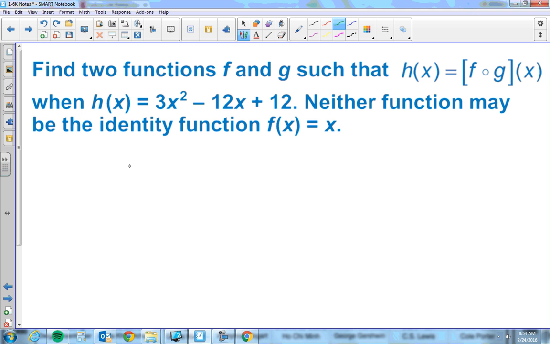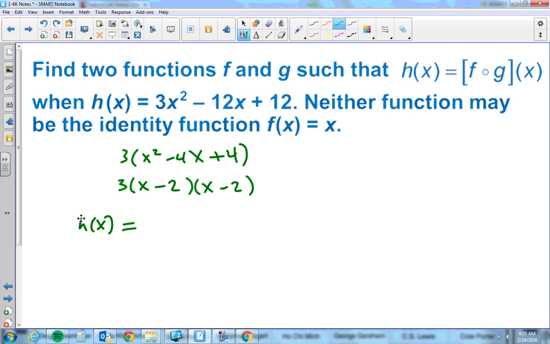All right, we'll do this one together. I'll let you try the next one. To figure this one out, you have to factor it first. So go ahead and pull out a common factor of 3. And then factor that. What do you get when you factor that? What two numbers multiply to the constant but also add to the middle term? Minus 2 and minus 2? Which means our function, h of x, could be expressed as 3 times x minus 2 squared.